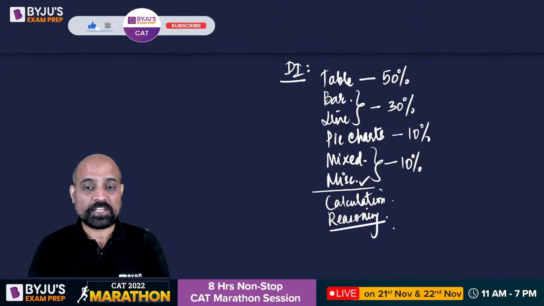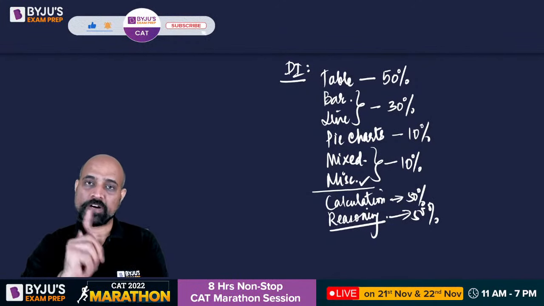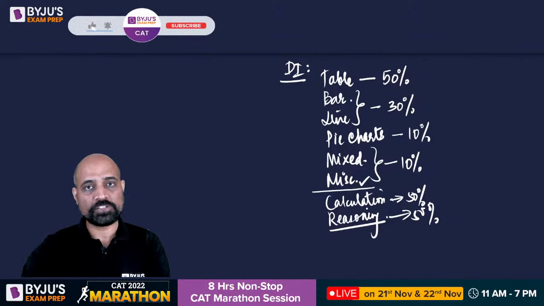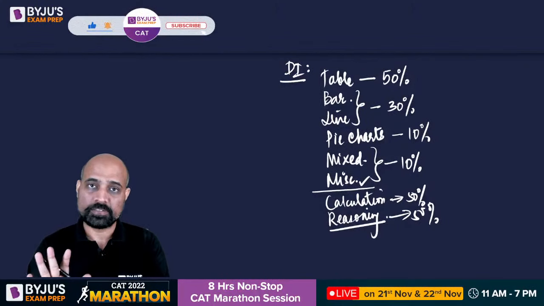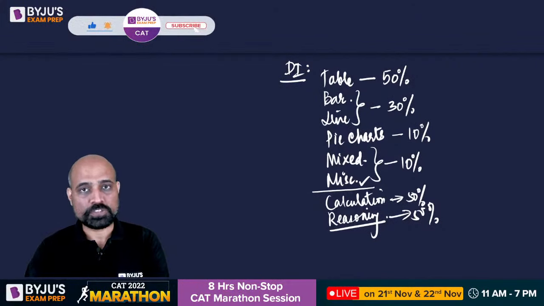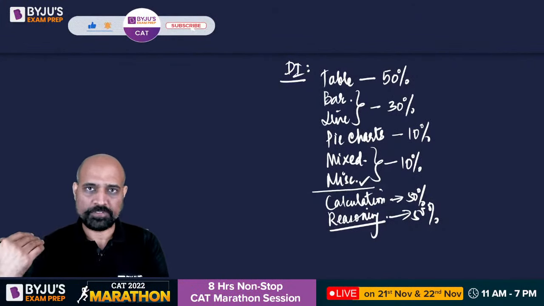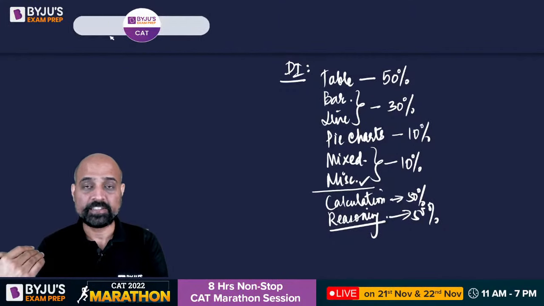When it comes to calculation and reasoning based, it's 50-50. As in, if you are going to get 2 sets of DI, one DI will be calculation based, one DI is going to be reasoning based. ये done deal है. ये होना ही होना है. Next year, suppose there are not 4 sets, but let's say 6 sets, and the paper pattern changes to 3 hours, just like we had back in 2018-19.